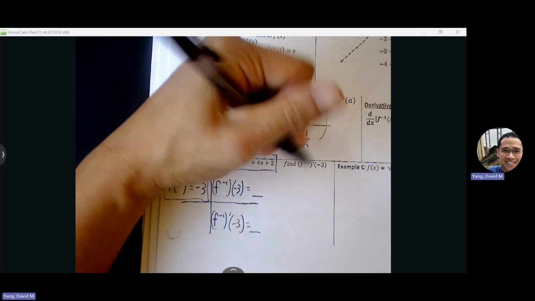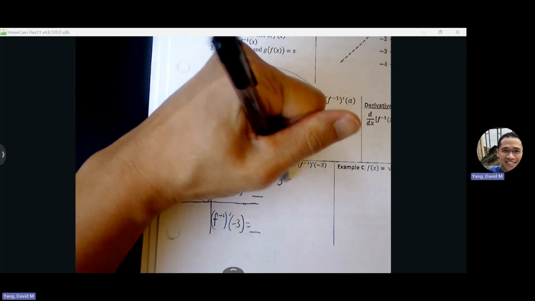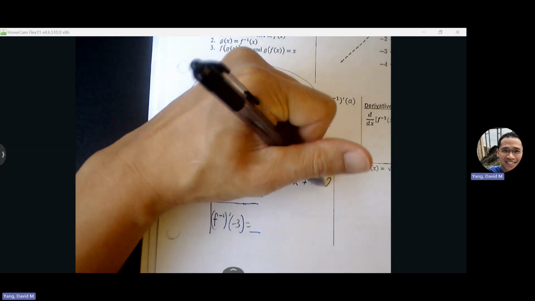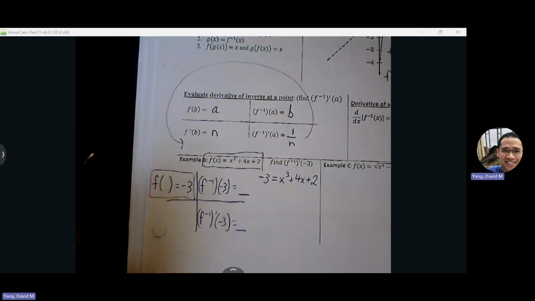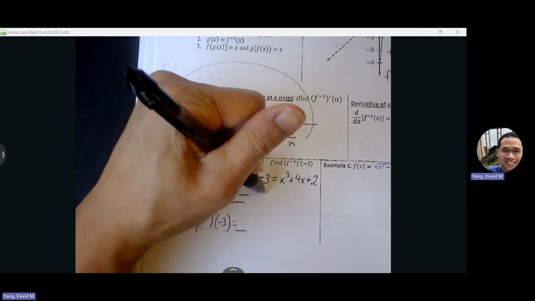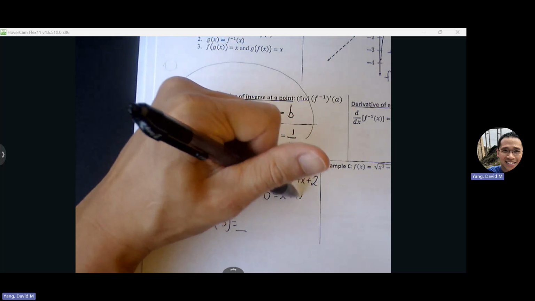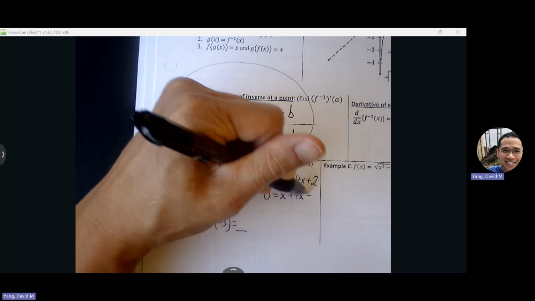So we'll say -3 is equal to x cubed plus 4x plus 2. Let me bring everything over to one side. So 0 is equal to x cubed plus 4x plus 5.